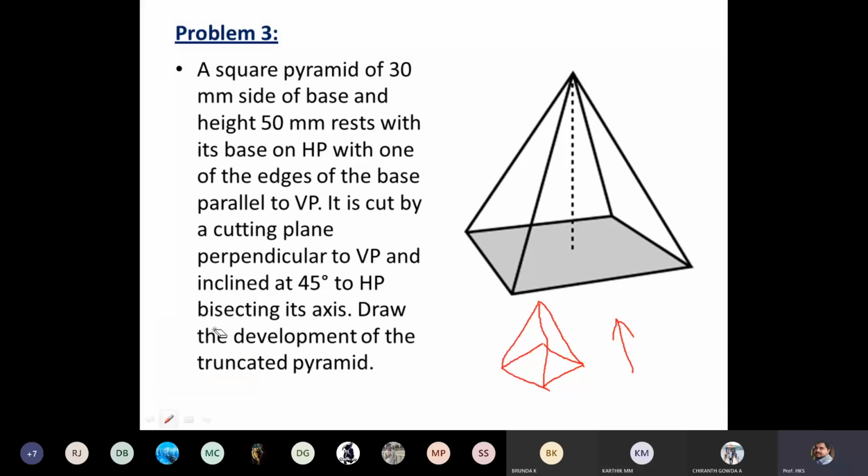We have to pass a cutting plane such that it is perpendicular to VP, inclined at 45 degrees to HP, and bisecting its axis. So on the axis, it has to move such that it is bisecting the axis. What do you mean by bisecting the axis?